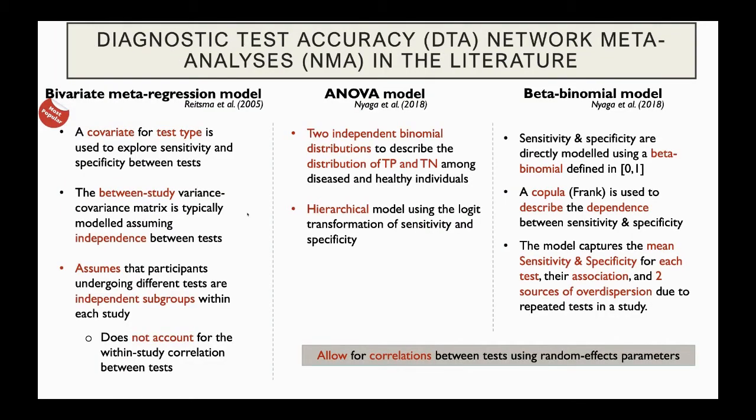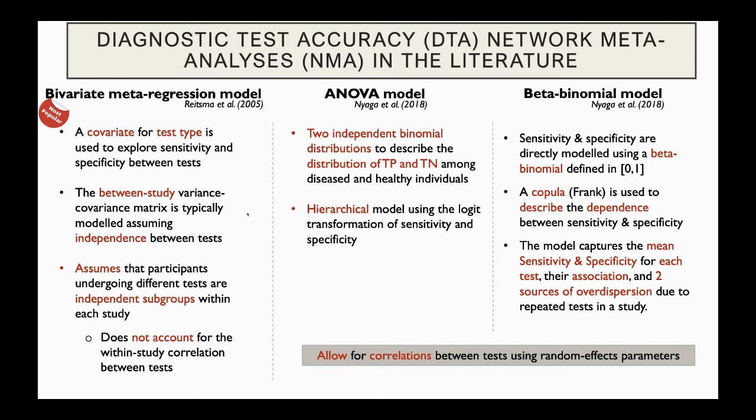To date, we performed 3 different approaches: the bivariate meta-regression model, the ANOVA model, and the beta-binomial model. The bivariate meta-regression model uses the test type as a covariate to explore sensitivity and specificity between tests. Although this is the most popular method, it does not account for the within-study correlation between the tests due to observing the same individuals across tests, and it assumes independence between tests to build the between-study variance-covariance matrix.